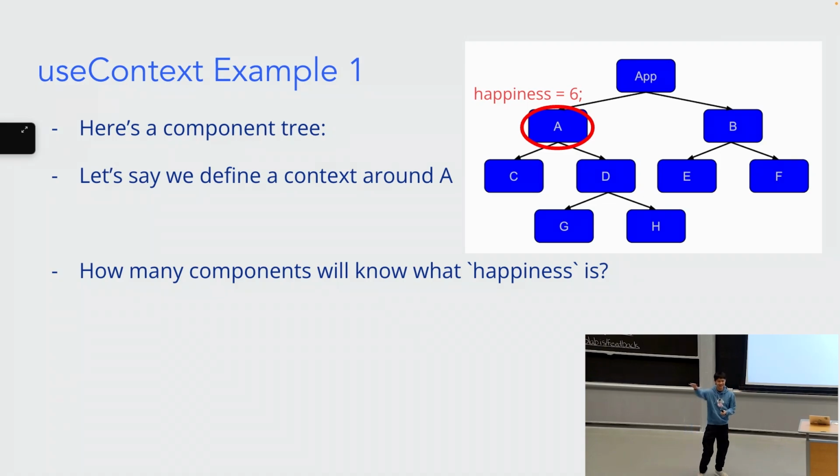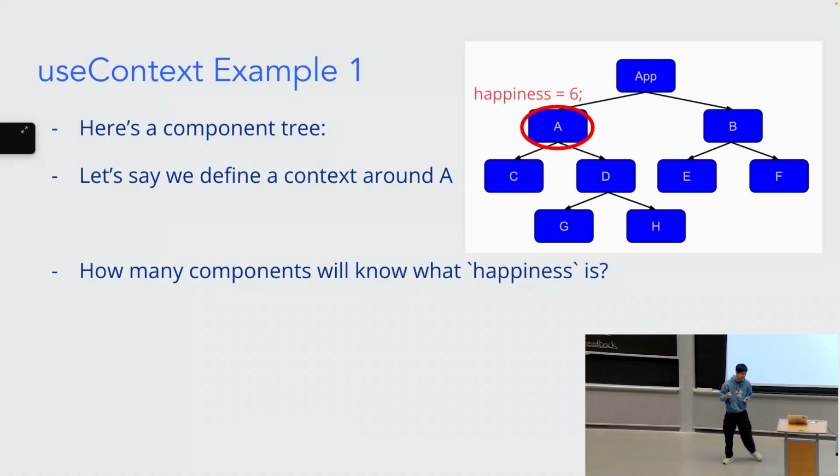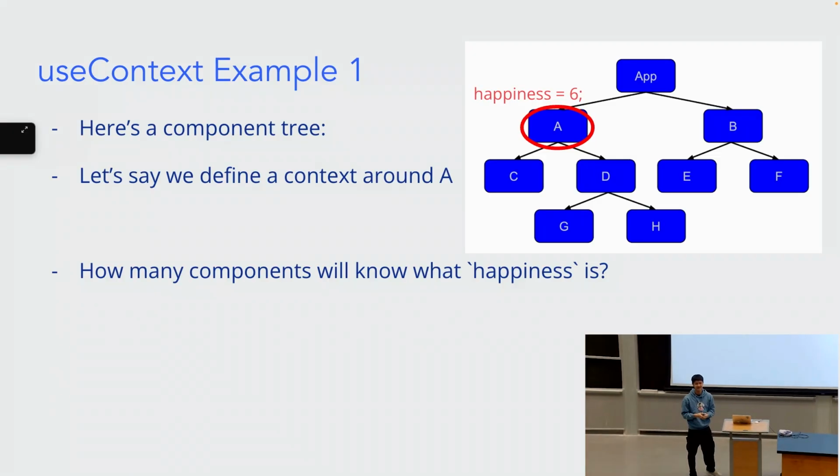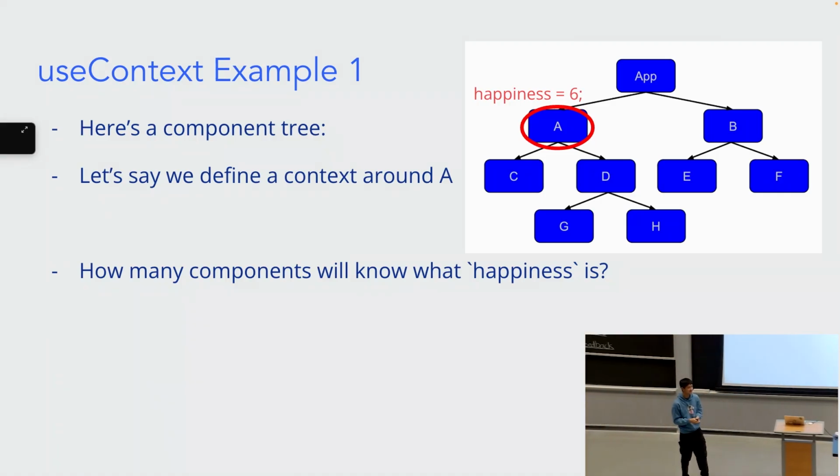Maybe give a number of fingers on your hand, 1 to 5. What do we think? For how many components in this component tree? Cool. I see mostly 4s and 5s.